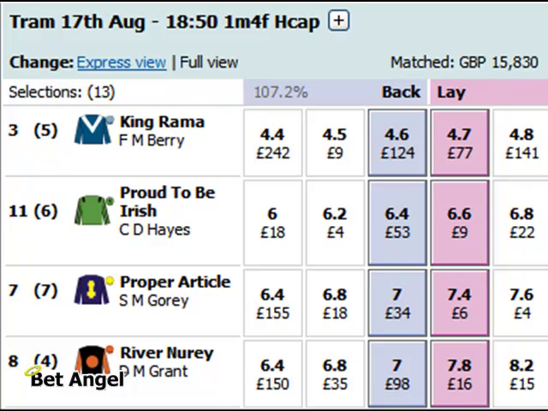I'd like to introduce you to the world of trading on Betfair. But before I can do that, I need to introduce to you the more basic concepts that you see in play on Betfair.